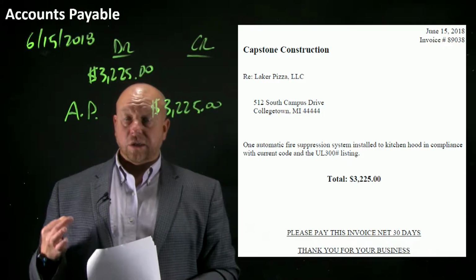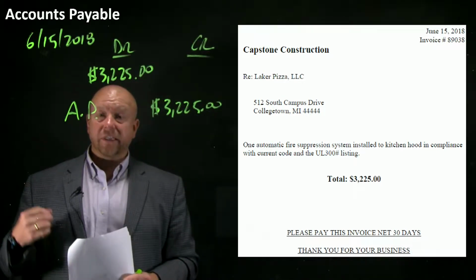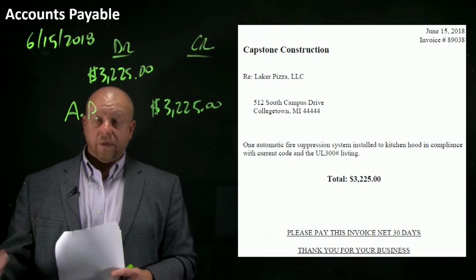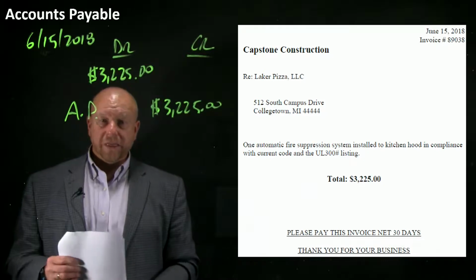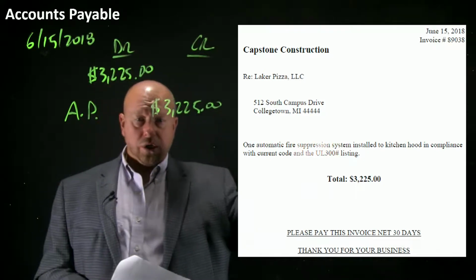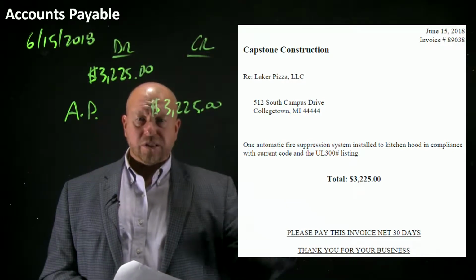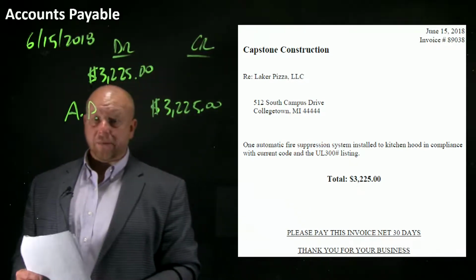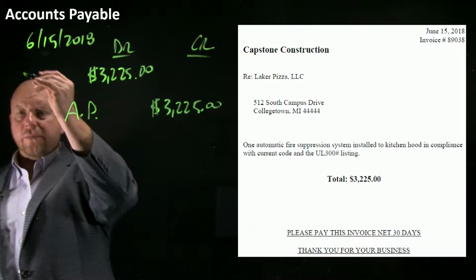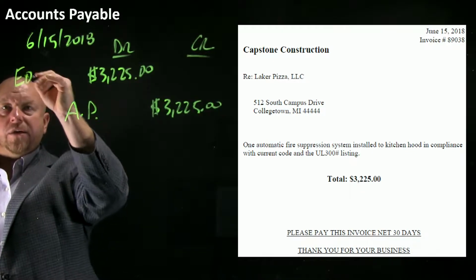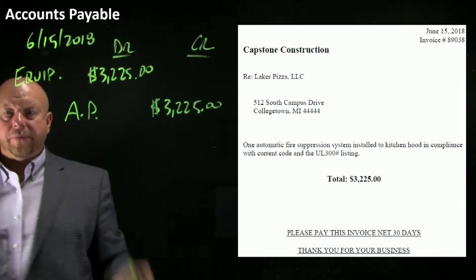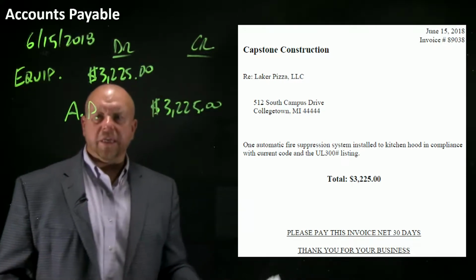A capital asset is a long-term asset. It has benefits that extend into the future, beyond the current period. This range hood with a fire suppression system should last for many, many years. So what I'm going to do is debit this to an asset account, and I'm going to call it equipment. Okay, kitchen equipment, something like that.